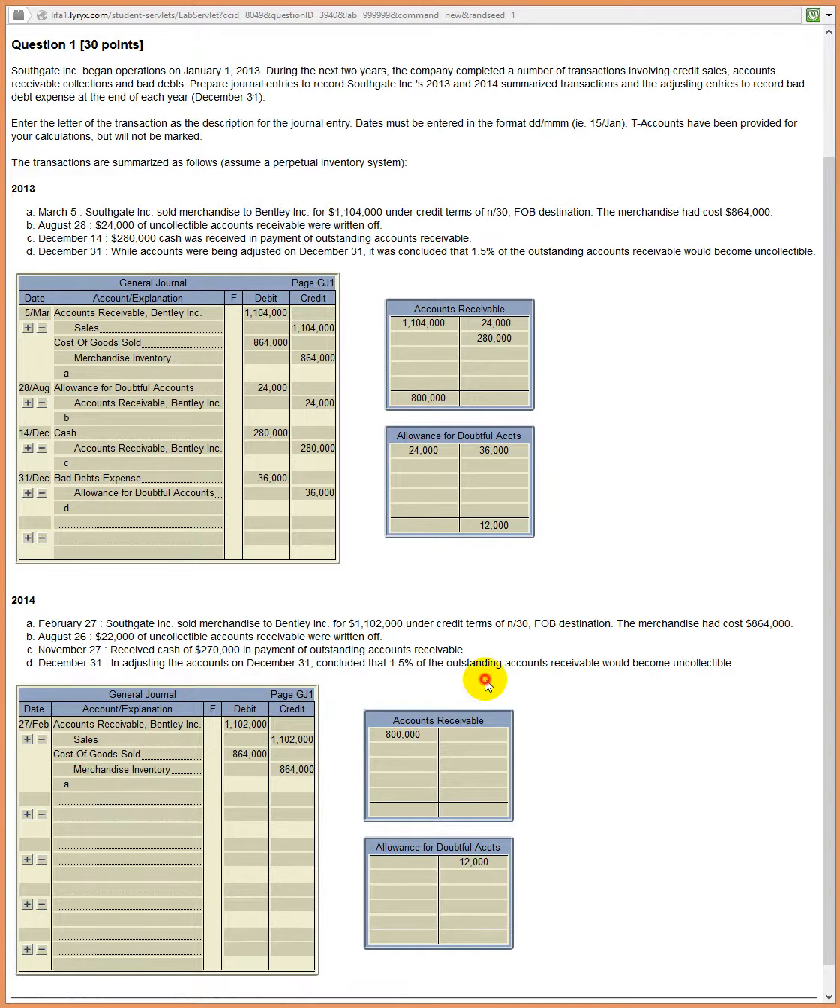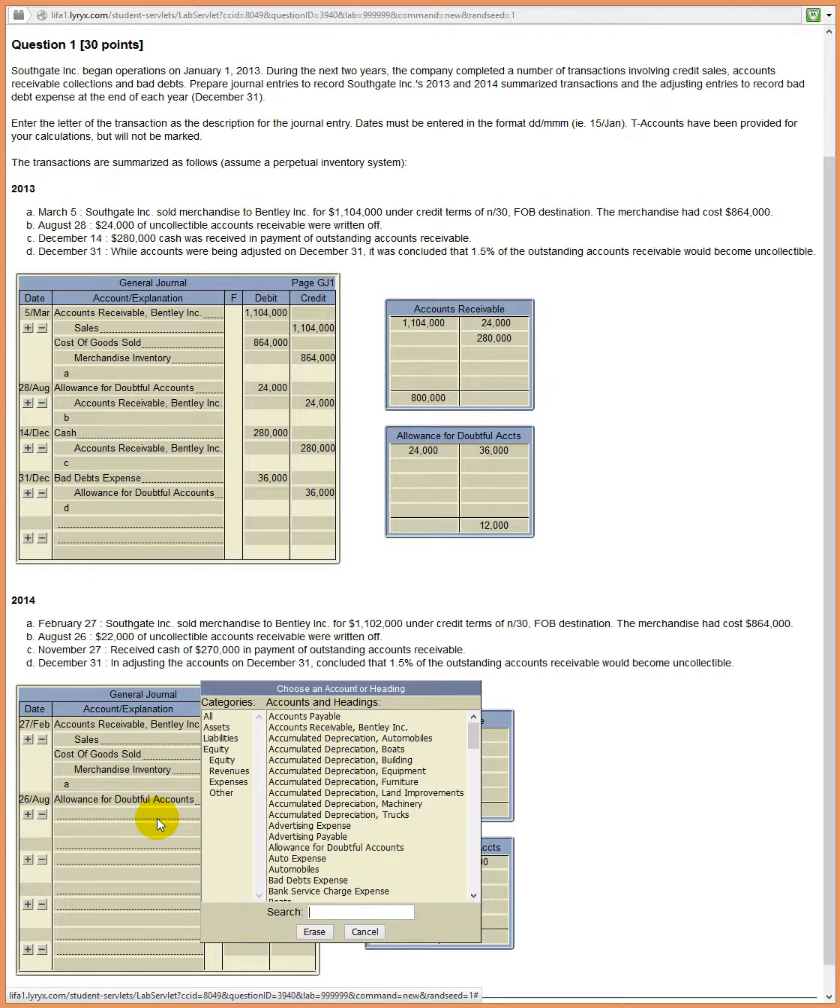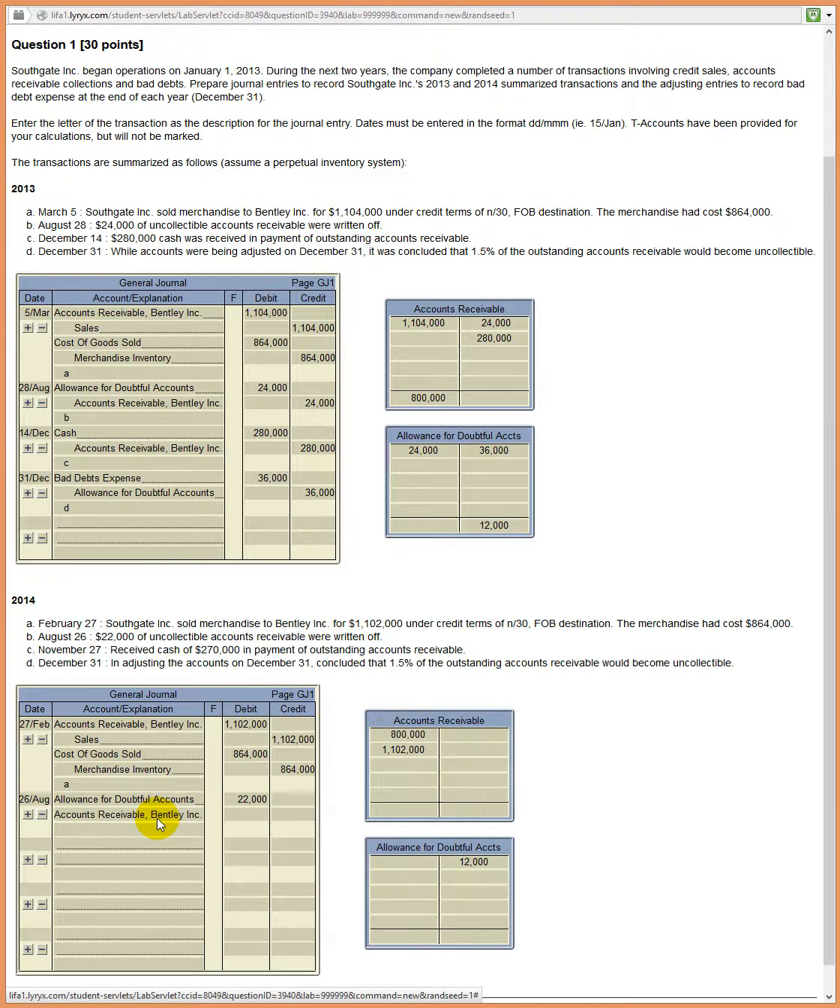Okay, so what does that do to our accounts receivable? It increases it by 1,102,000. Transaction B, August 26th. We decided 22,000 were uncollectible, so we're going to write those off. The allowance goes down for 22,000, and it is actually 22,000 this time. I'm not just reading that wrong. It actually says 22,000. The allowance for doubtful accounts gets debited. The accounts receivable for Bentley gets credited 22,000. So that reduces my accounts receivable, and reduces the allowance as well. That being transaction B.